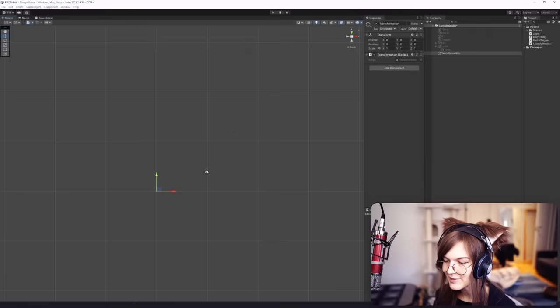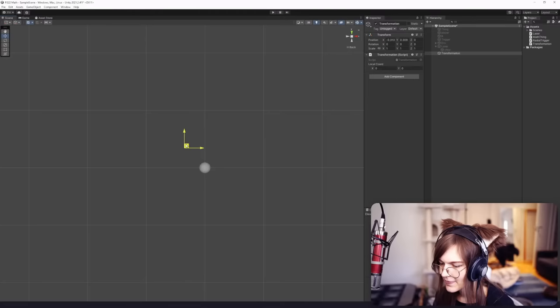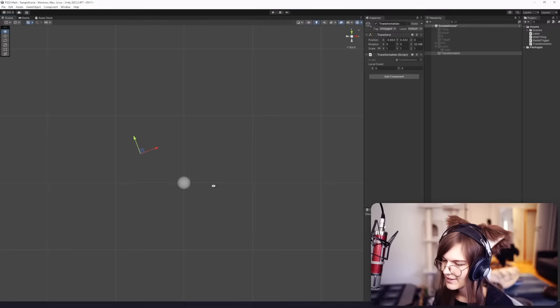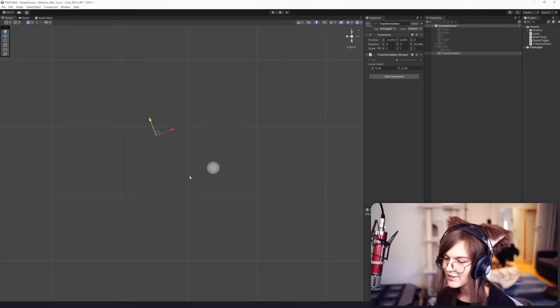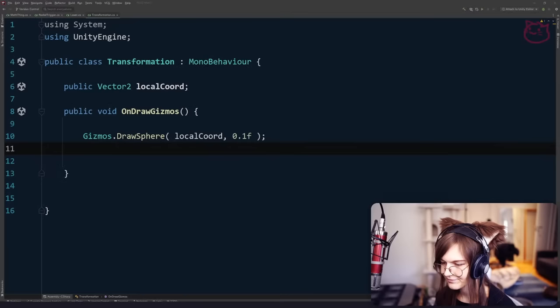And so what's going to happen now is that we're drawing this sphere, right? But when we move this object around, it doesn't follow it at all. If we rotate it, the point is just fixed in world space. So if we change our local coordinate like this, it's not relative to our local space at all. It's just world space. So now the question is, how do we convert from local space to world space? Okay, let's make a function.